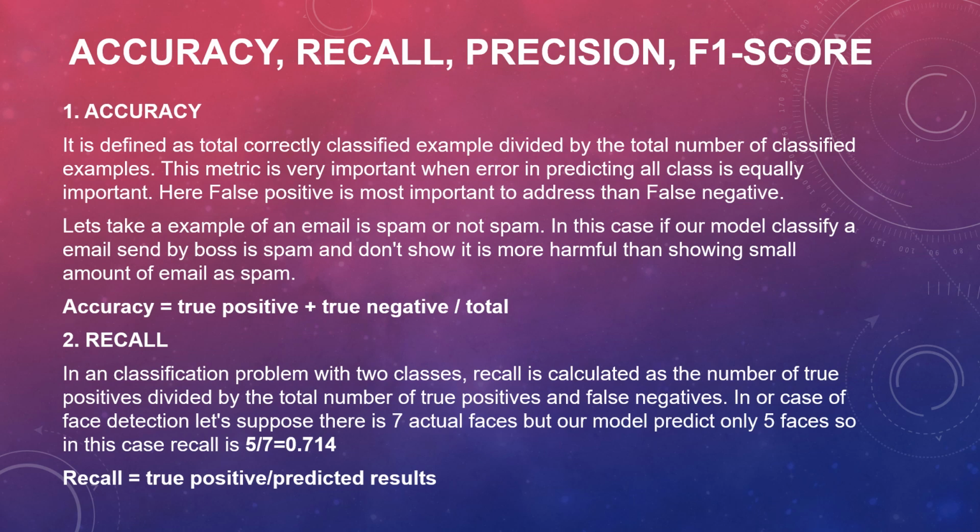Then recall. In a classification problem with two classes, recall is calculated as the number of true positives divided by the total number of true positives plus false negatives. So in the case of face detection, let's suppose there are 7 actual faces, but our model can only predict 5. So this is 5 divided by 7. And that's the formula: recall equals true positive divided by the actual results.